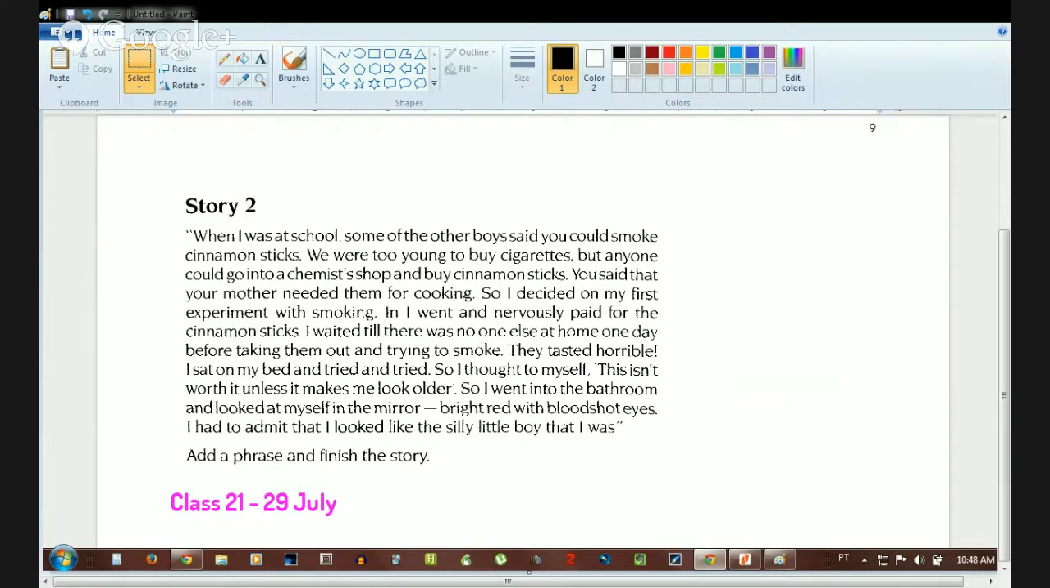When I was at school, some other boys said you could smoke cinnamon sticks. We were too young to buy cigarettes, but anyone could go into the chemist's shop and buy cinnamon sticks. You said that your mother needed them for cooking, so I decided on my first experiment with smoking.